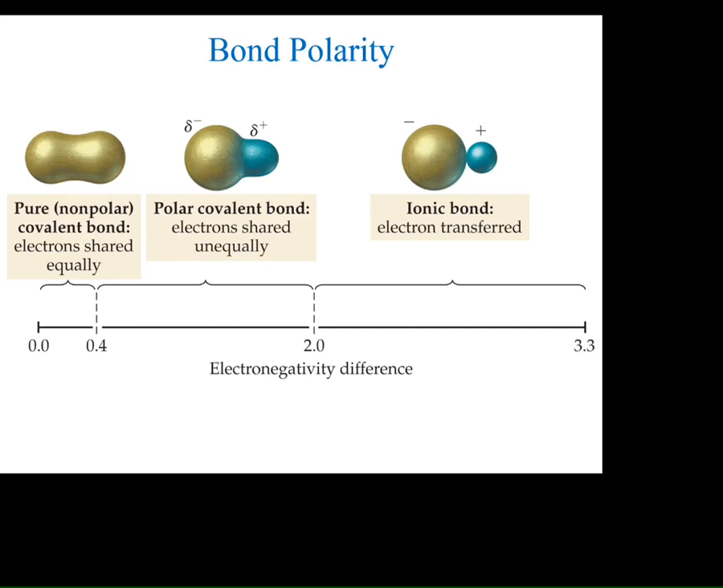So if the difference is 0 to 0.4, close enough, nonpolar. 0.5 to 2, still sharing, but not equally, so polar. And above 2.0, now there's no more pretense of sharing. One is just, like I said, backhanding, just taking the electron, and now it's an ionic bond at that point. Okay.